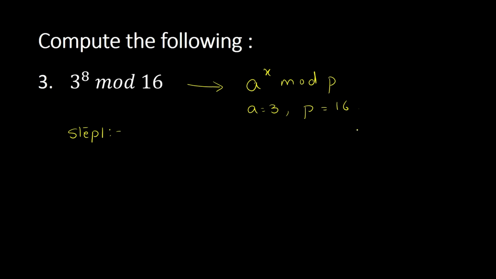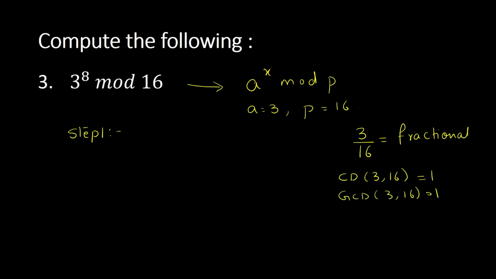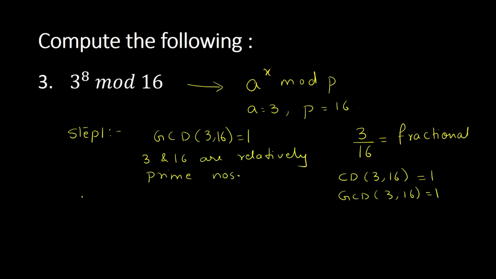So, you take a calculator, divide 3 by 16, and you will get a fractional number. That means the only common divisor between 3 and 16 is equal to 1. Therefore, the greatest common divisor between 3 and 16 is 1. And since the GCD of 3 and 16 is 1, that means 3 and 16 are relatively prime numbers. We can now move to step 2.